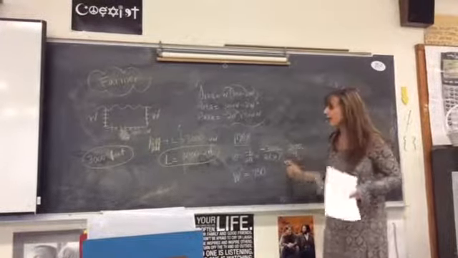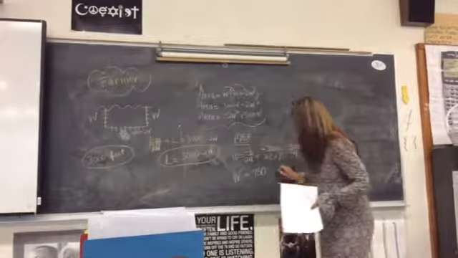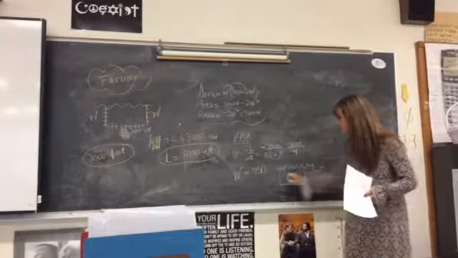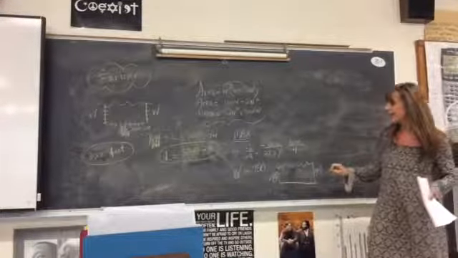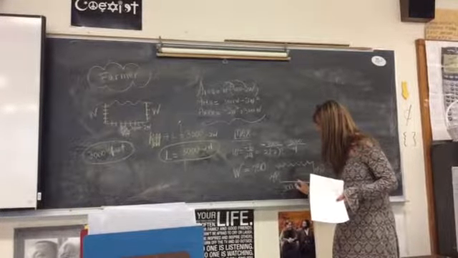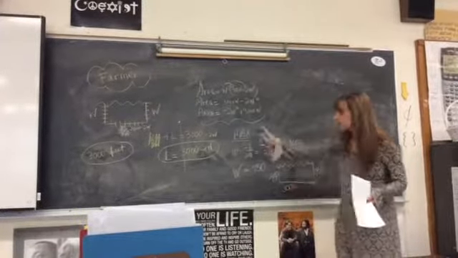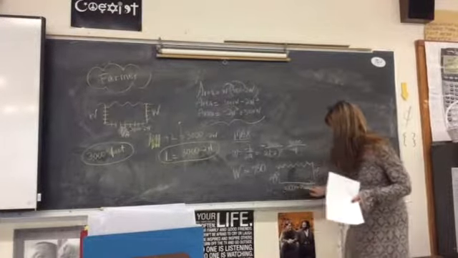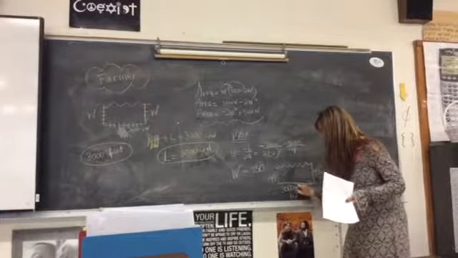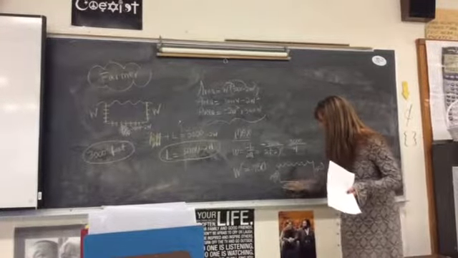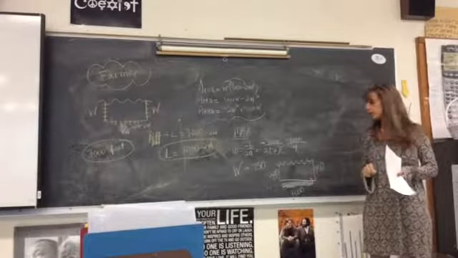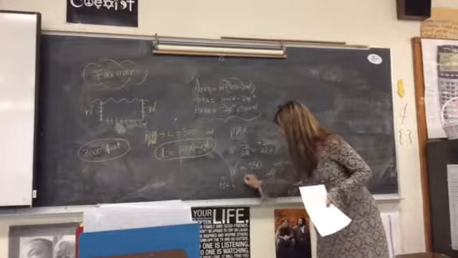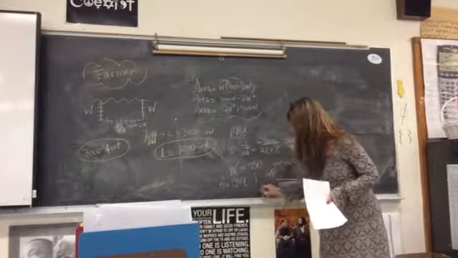So if the width is 750, let me draw the picture again. Here's my rectangle, here's my river. If my widths are 750 and my length is 3,000 minus 2 times 750, which is 3,000 minus 1,500, which is 1,500, that will give me the max area. And if they ask me, well, what is the max area? I just multiply the width, 750, times the length.